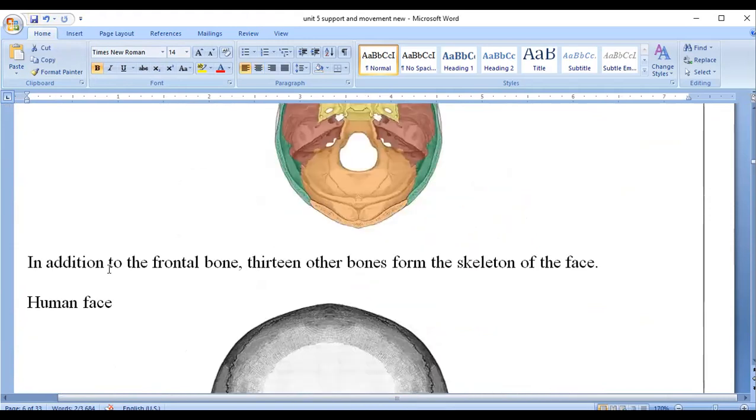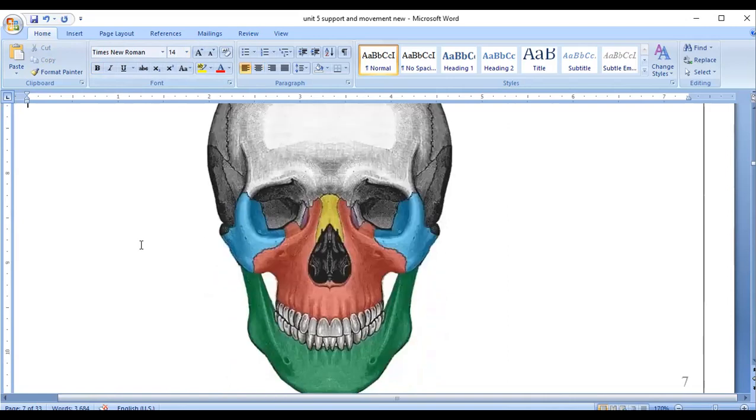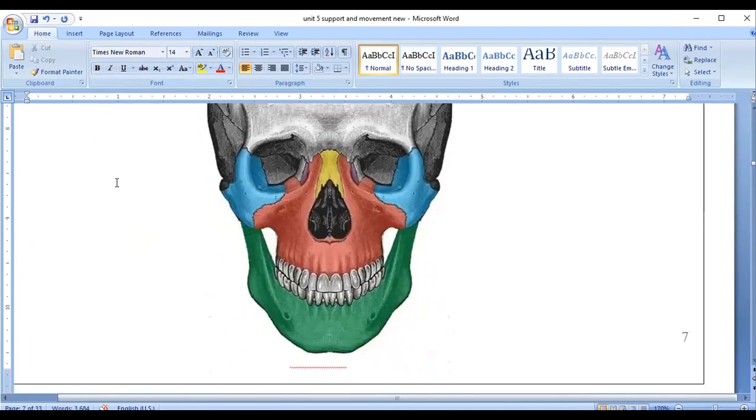Right? The rest of the bones belong to the human face. Here, this picture tries to show you the bones of the face. I will try to give you the names of these bones. This is our lower jaw bone called mandible. Mandible. It is our lower jaw bone.